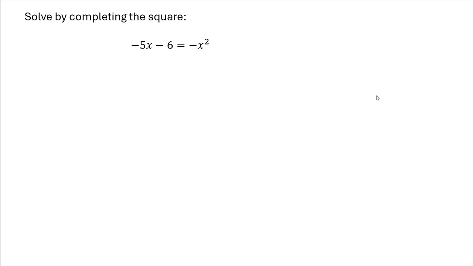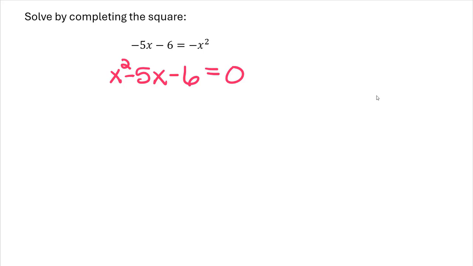Okay, let's see how you did. First of all, we're going to get everything on one side of the equation. All we have to do is add x squared to both sides. So we're going to have x squared minus 5x minus 6 equals 0.